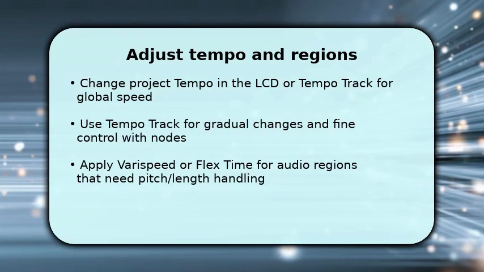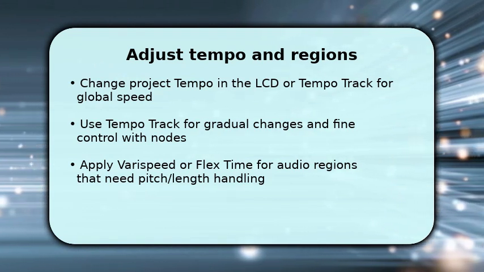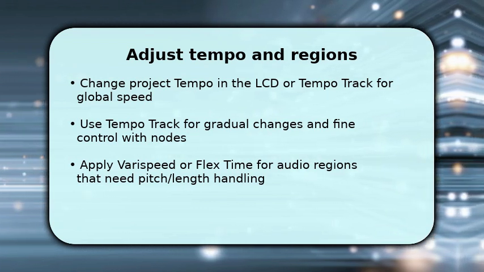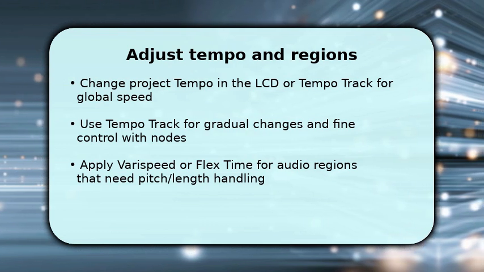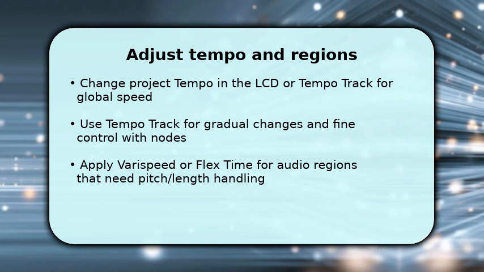To alter whole song speed, click the tempo in the LCD and type a new BPM. This immediately affects MIDI and tempo-mapped audio. For ramps or precise timing, open the tempo track and add nodes to draw gradual changes. This is why the tempo track prevents abrupt artifacts.